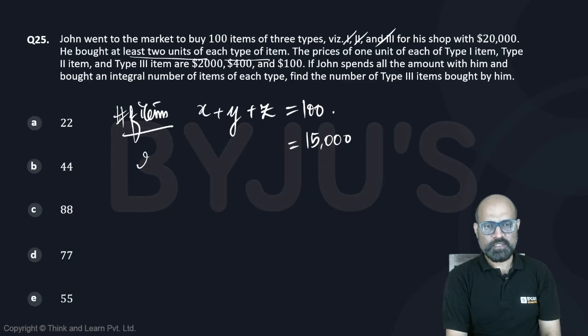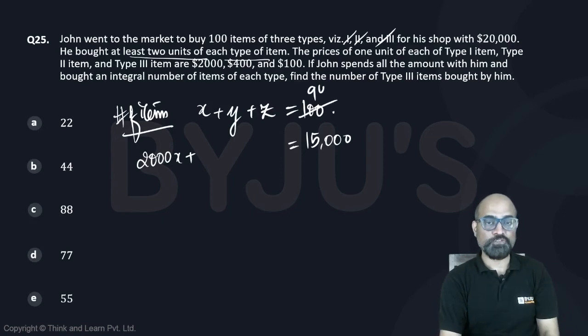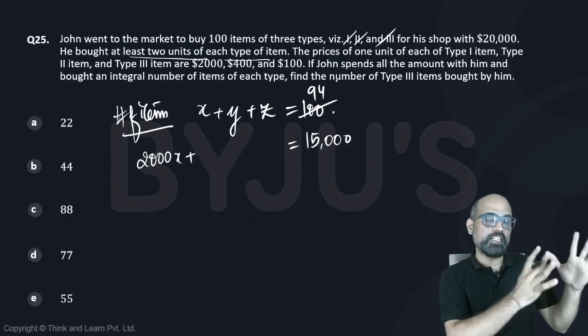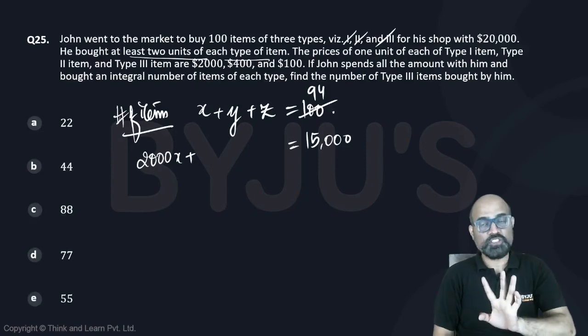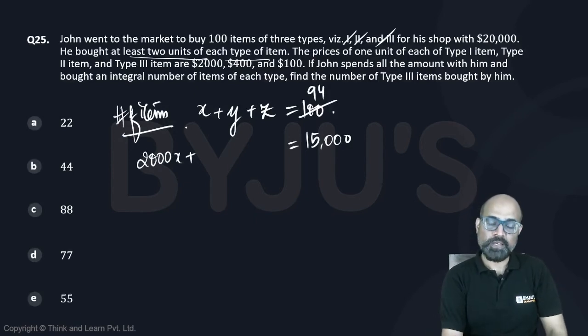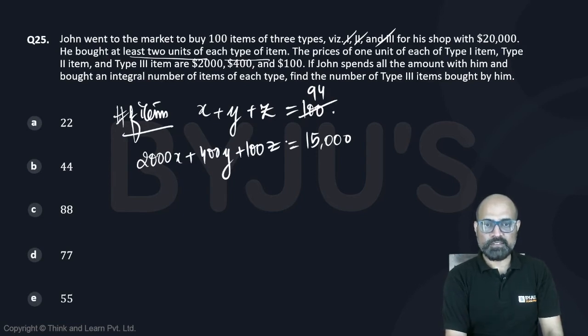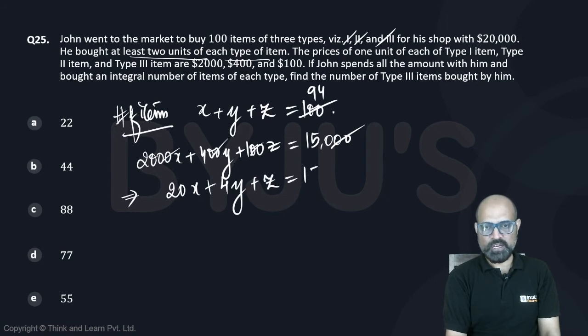And he's going to pay 2,000 for X. Now here the sum is not 100, it's going to be 94 now, because out of 100, 2 items of each X, Y, Z are taken. So 6 items are already bought. And 15,000 is the only money that now he is supposed to pay. So 2000x plus 400y plus 100z should be equal to 15000. I can get rid of 2 zeros to make the calculation easier. So we will have 20x plus 4y plus z is equal to 150.